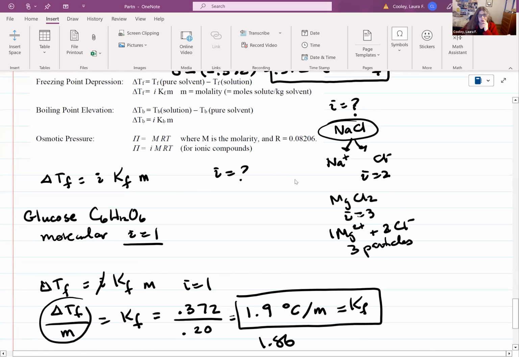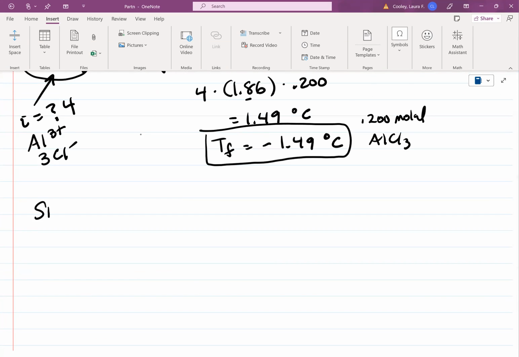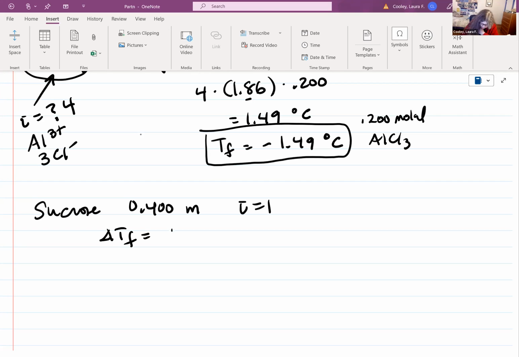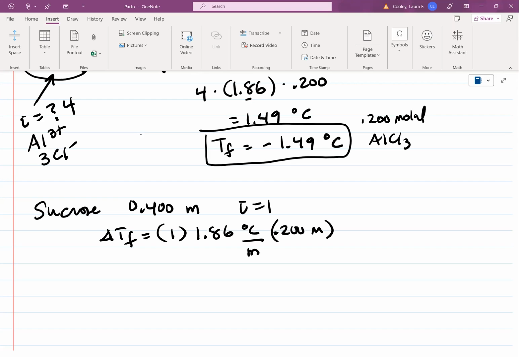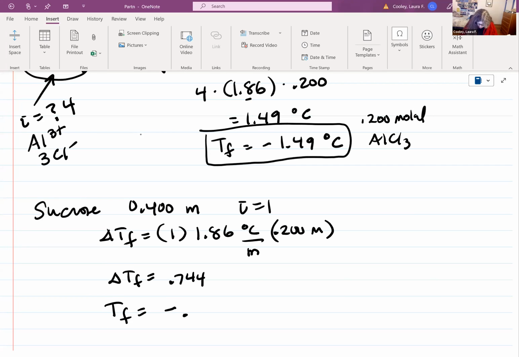And then it asks, what would the freezing point of a 0.4 molal sucrose solution be? Okay, so this is sucrose, which is another molecular compound. So the i would just be 1. So delta TF would be 1 times KF times 0.2. So it would just be twice what it was for glucose. So the delta TF would be 0.7, but the freezing point would actually be negative 0.7, because it's depressed below 0 by that much, because 0 is the freezing point of the pure liquid.